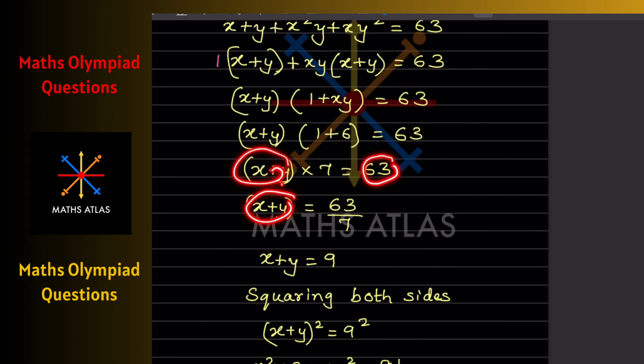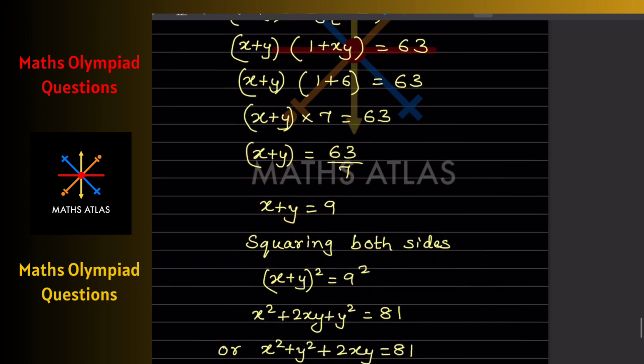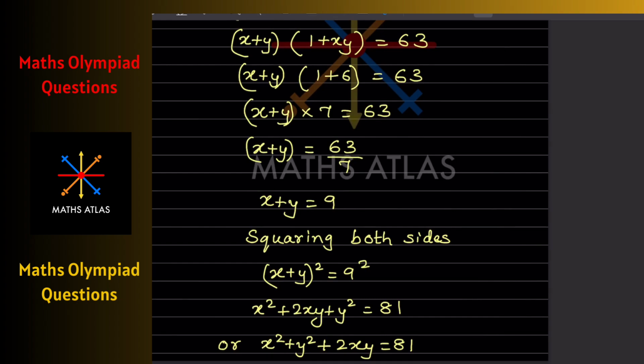So this is the right hand side, 63 on the numerator. And when you take this 7 to the right hand side, it is going to get divided. So now 7 ones are 7 and 7 nines are 63. So we'll get 9 here. So x plus y you got as 9.